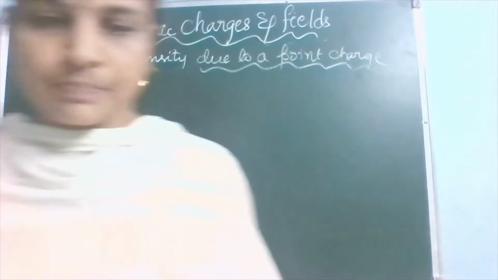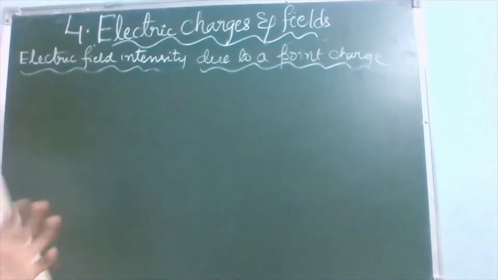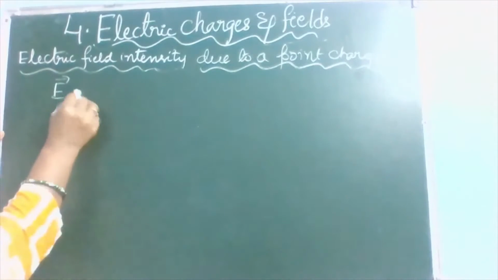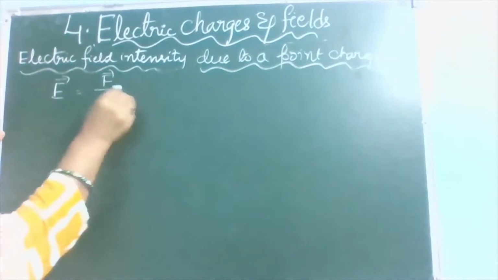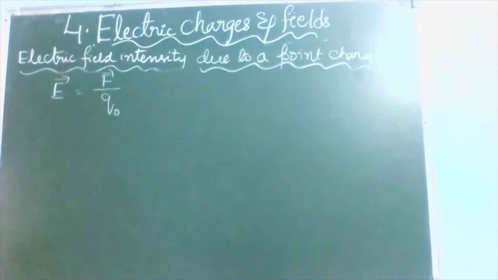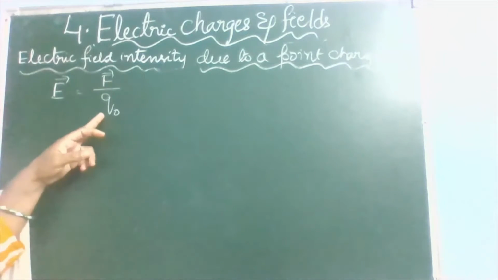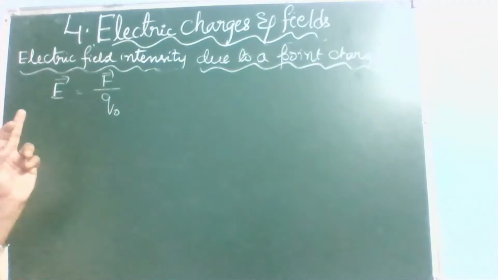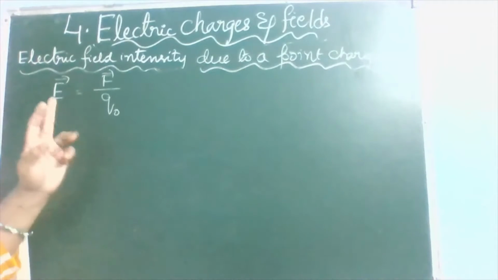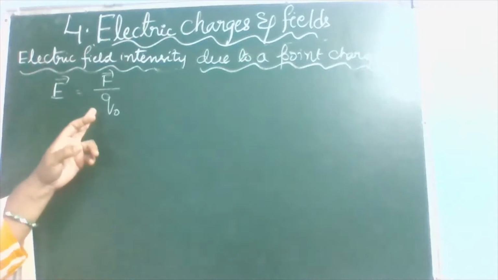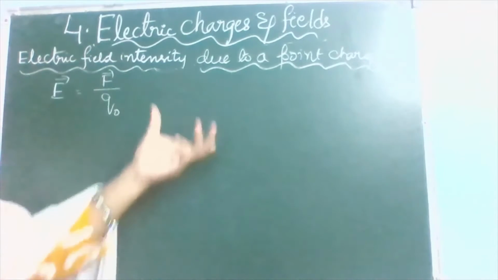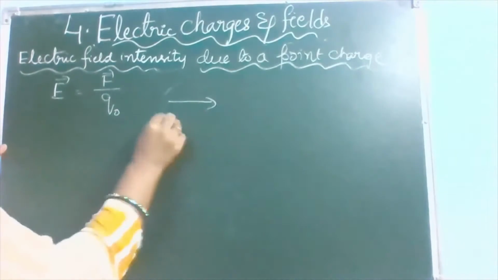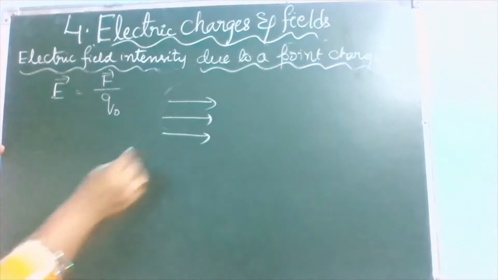Electric field intensity. We already know the formula. Electric field intensity means the force experienced by the charge, the force experienced by a unit positive charge placed at a particular point in an electric field. Suppose an electric field is there.